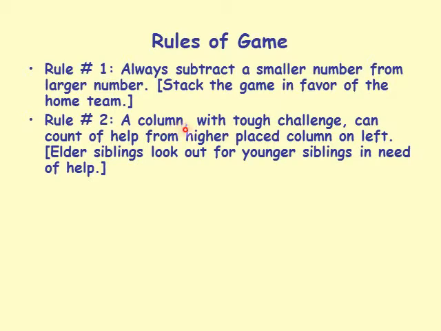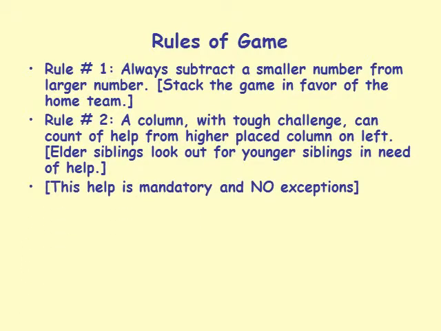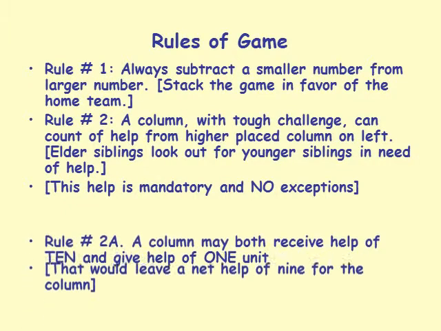Rule number 2. A column with a tough challenge can count on help from a higher placed column on the left. Columns on the left are higher placed and columns on the right are lower placed. In a family situation, columns on the left are like elder siblings, and elder siblings look out for younger siblings in need of help. So if a column needs help, it can count on help. This help is mandatory and there are no exceptions. Help has to come.